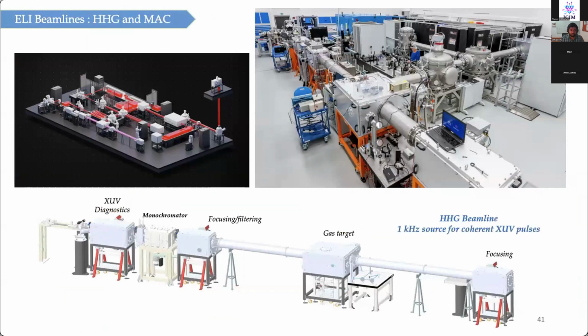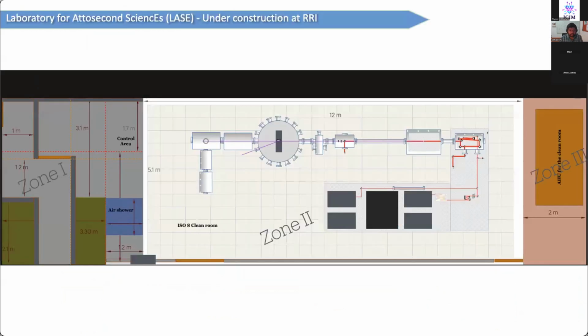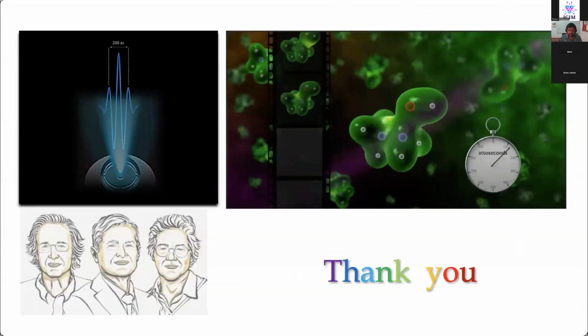And there's another place where I worked, and here you can see how long the line is for the experiment, just to get a picture. With this, what we are trying to develop here and in RRI, which is under construction, is a laboratory for attosecond science, hoping that we would come up with a real picture in 3 to 4 years of time. So with this, I would like to stop.